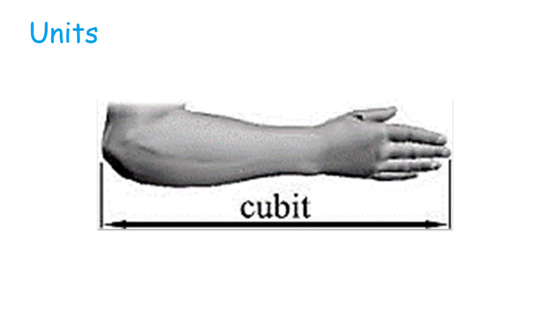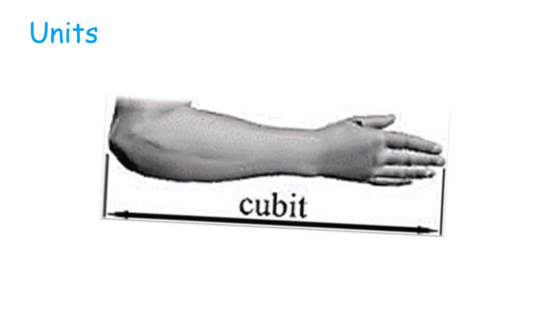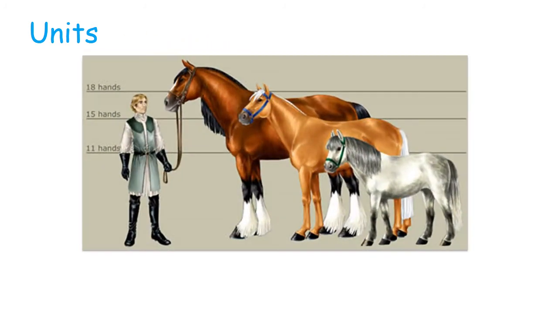And we used to use some very strange units. For instance, this distance between the elbow and the fingers was called a cubit. I'm sure it's still called a cubit, but I don't know anybody who still uses these. And some of you might remember this one, because this one's still used for measuring horses. You measure horses by hands.